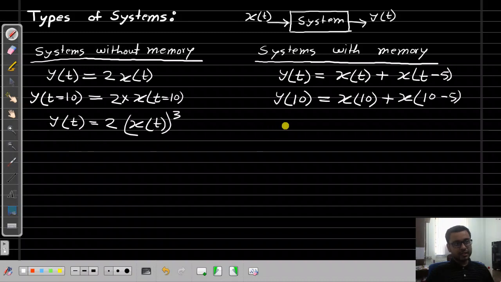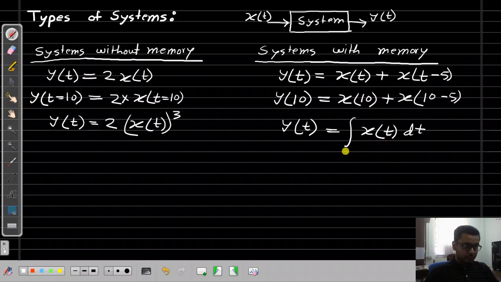On the other hand, if I have a system whose output is y(t), which is given as, say, the integration of the input x(t) dt, let me be more rigorous and call it x(tau) d tau. Tau is a dummy variable and this is integrated over tau equal to, say, 0 to t.